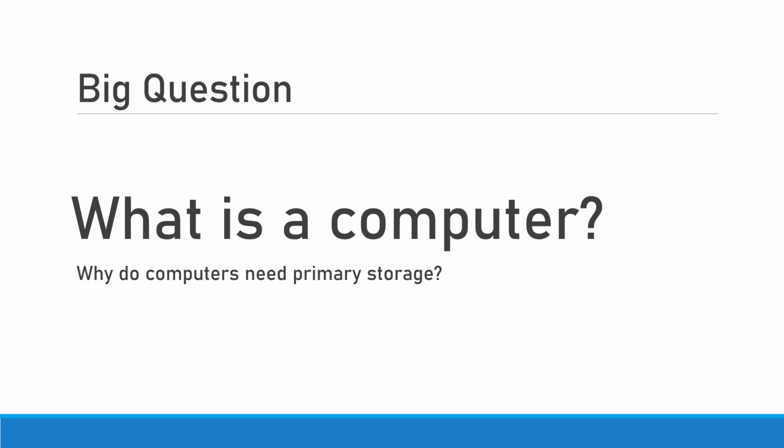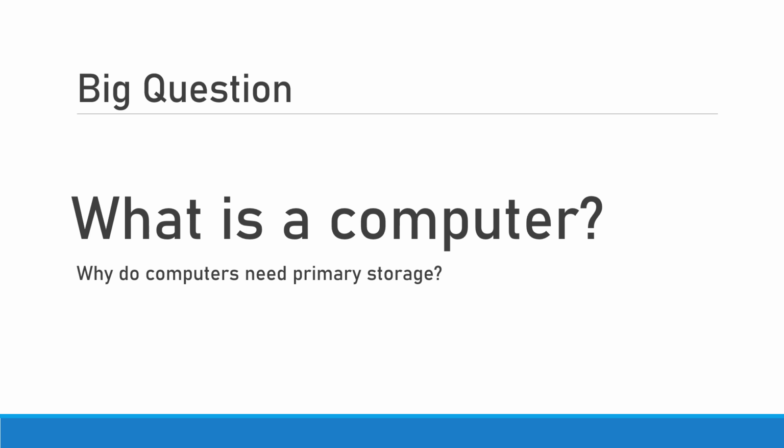So let's rewind just a little bit and think back to what we did in year 7. We talked about the two main tiers of storage in year 7, primary and secondary. We also learned about how the CPU processes instructions in what's called the fetch, decode, execute cycle. Today, our overall big question is still, what is a computer?